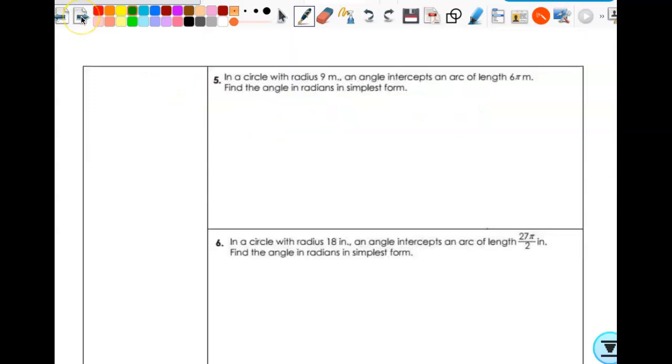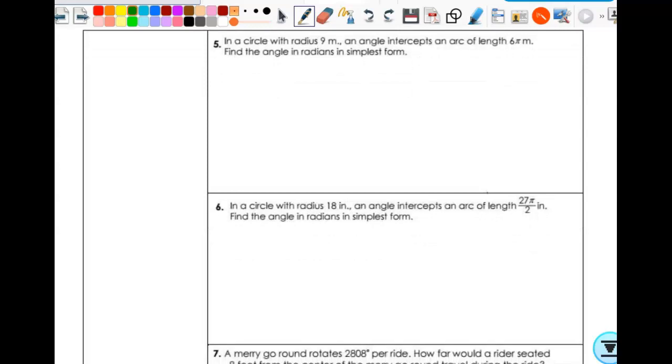Alrighty. In a circle with radius 9 meters, an angle intercepts an arc length of 6 pi meters. Find the angle in radians in the simplest form. Alright, so we have the arc length. It is 6 pi. That's equal to R, which is 9, times theta, which we don't know. So what do? Divide by 9. So I divide both sides by 9, and that will give me that theta is equal to 2 pi thirds radians.